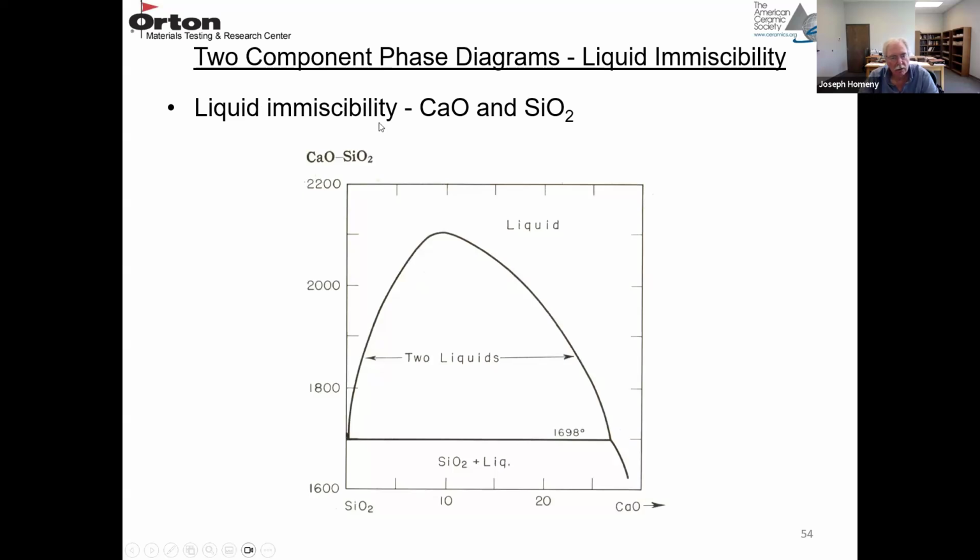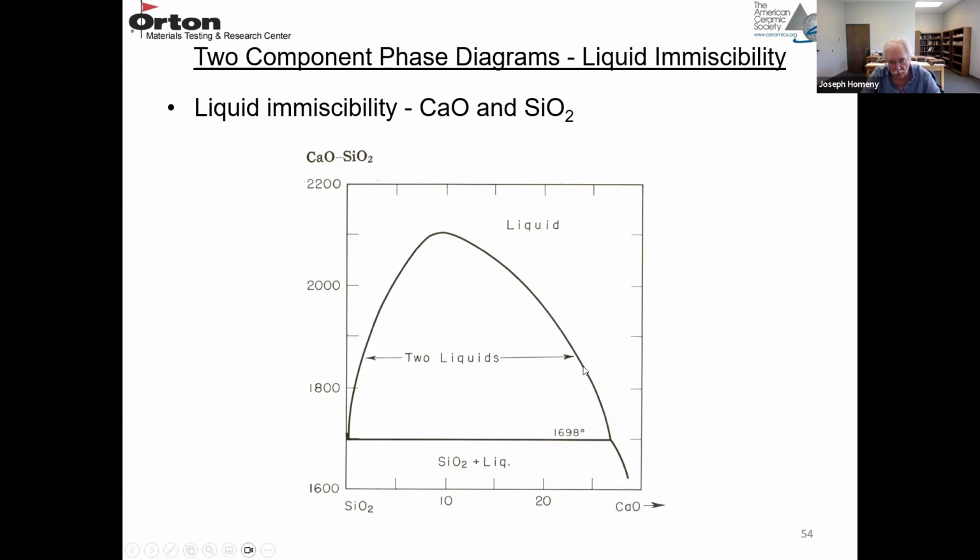So liquid immiscibility certainly shows up in some of the refractory systems. This would be a silica type refractory with lime additions. And small lime additions are used as mineralizers in silica refractories to enhance the rate of crystallization of tridymite and cristobalite. So this is a portion of the SiO2-CaO phase diagram. This is only 30% CaO, and this is 100% SiO2. And the temperature goes from 1600 to 2200 degrees C.